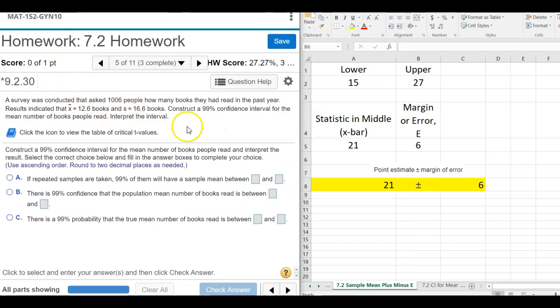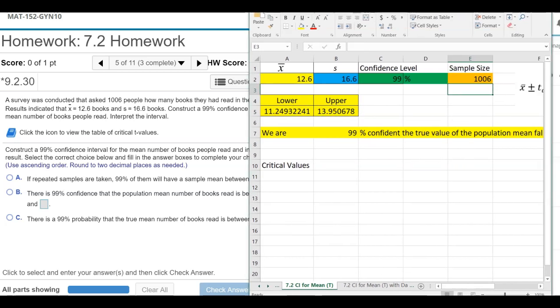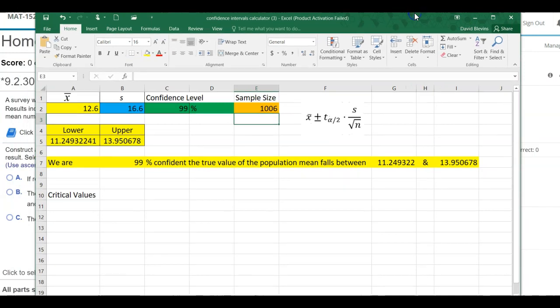Alright, let me shrink this one back down so we can get our calculator back. So this one we are constructing an interval. So I'm going to go to the third one. So this is a confidence interval. Okay. So I'm going to plug in the mean is 12.6. I'm going to plug in S, the sample standard deviation, which is 16.6. And the confidence level is 99. All right. Our sample size is the 1006 up here. And there's our lower and upper, along with an interpretation of what the confidence interval is.